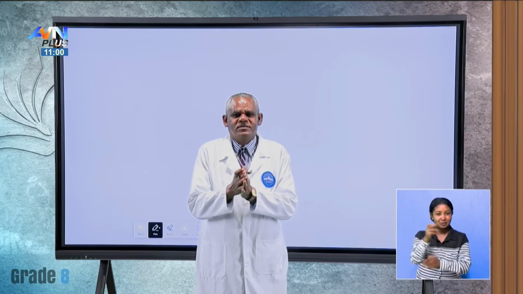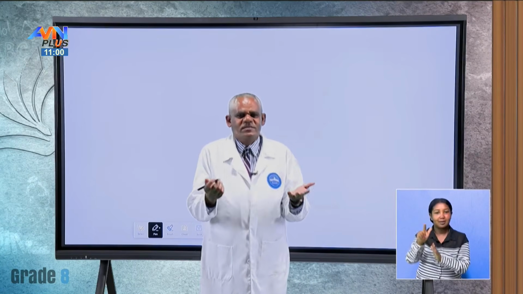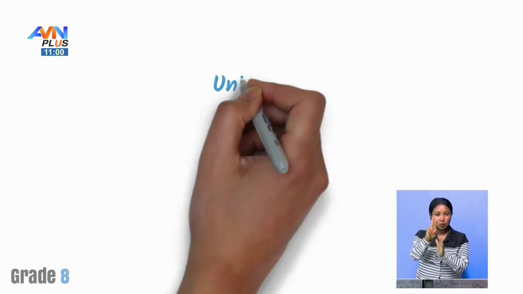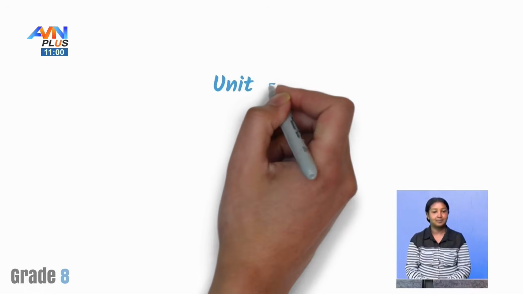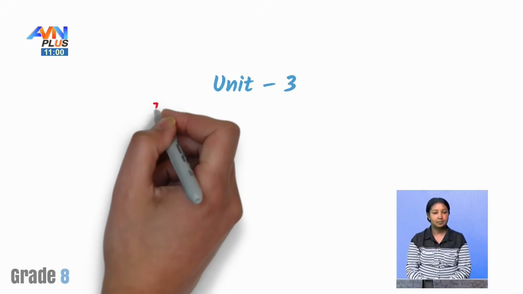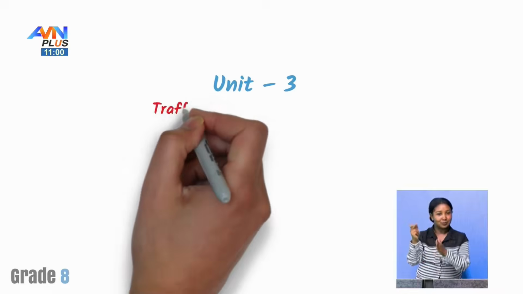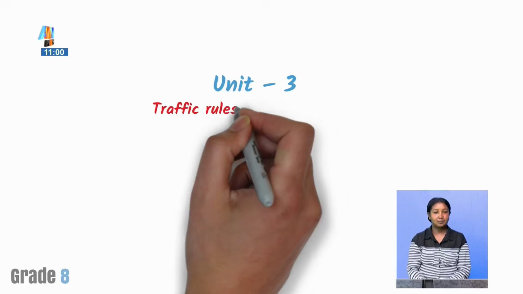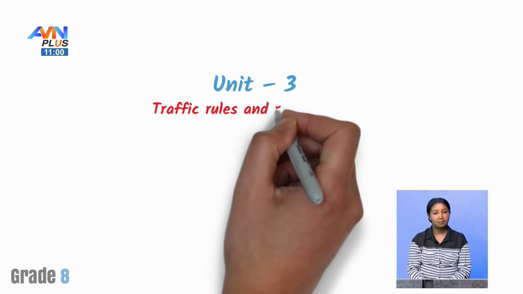and Regulations. That is Unit 3, Lesson 7. I'm going to write Unit 3, Traffic Rules and Regulations.